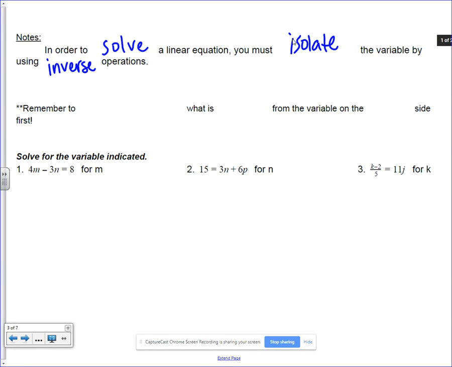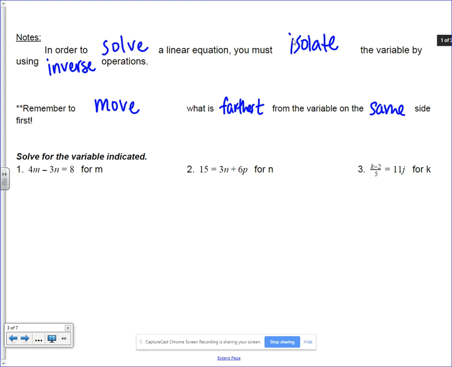So when you saw that -4 up there, you added 4. When you see multiplying by 8, you divide by 8. That's going to be the key for today. Okay, doing the opposite. Remember to move what is farthest from the variable on the same side first.